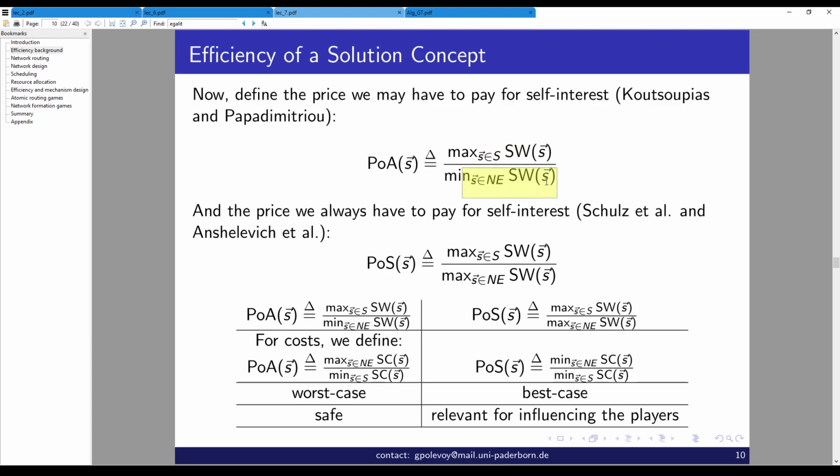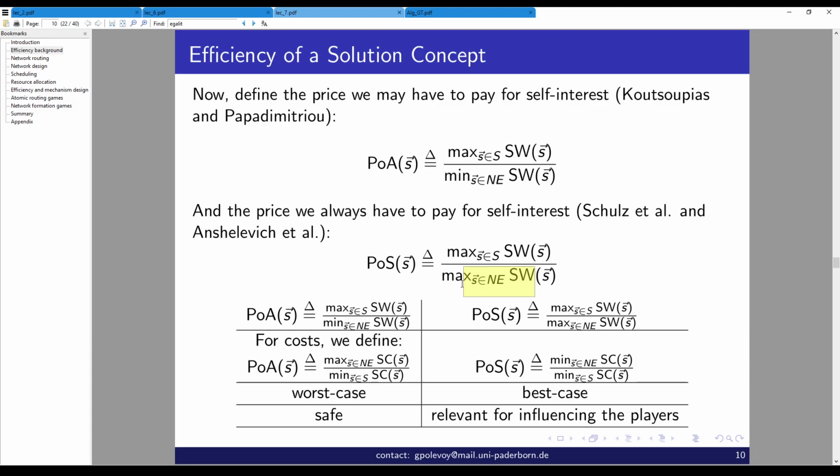And the price that we have to pay, even if we pick the equilibrium to be the best possible, is the price of stability. That's something we always have to pay. And that's the ratio of the maximum possible social welfare to the best possible social welfare in an equilibrium, when we are constrained to the equilibrium. And if we talk about cost, then the cost in an equilibrium cannot be larger than the best possible. Excuse me, they cannot be smaller.